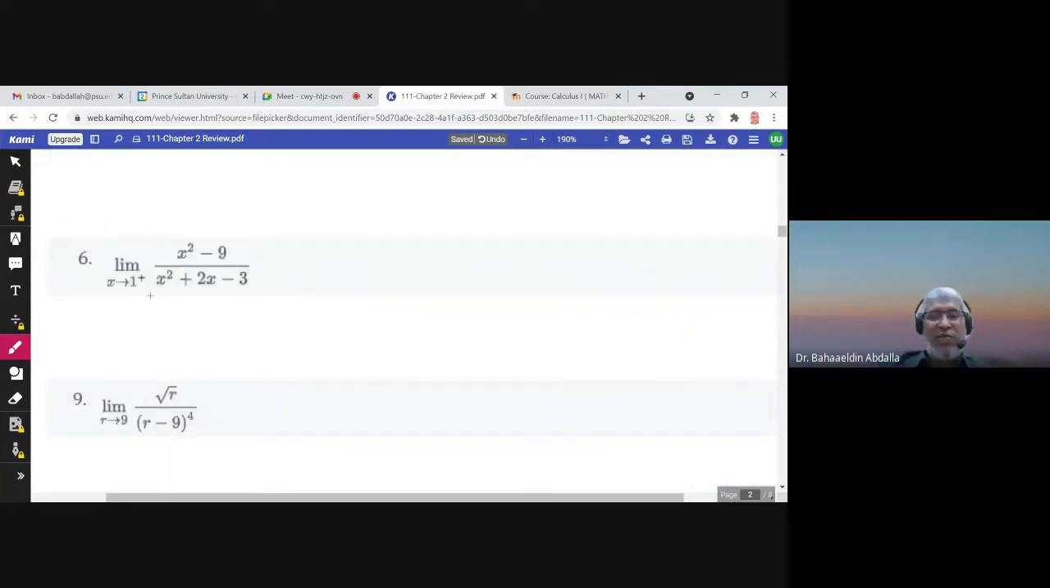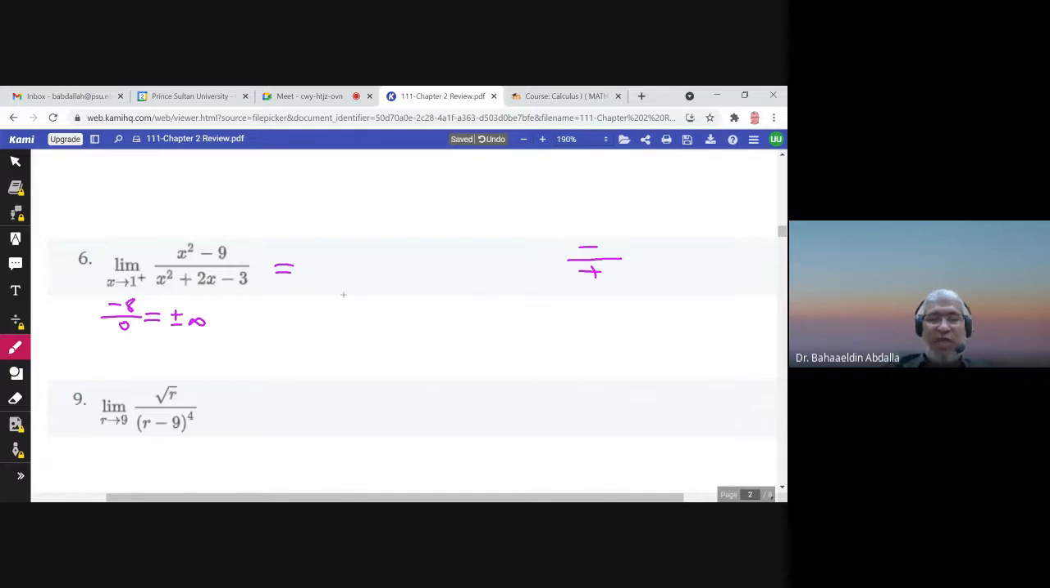Now if I replace x by 1, 1 minus 9 is negative 8. 1 plus 2, 3 minus 3, 0. So the limit here is positive or negative infinity. But which one of them? I need to replace x by 1.1. So 1.1 squared minus 9 would be negative. And 1.1 squared plus 2 times 1.1 minus 3 would be a positive number.